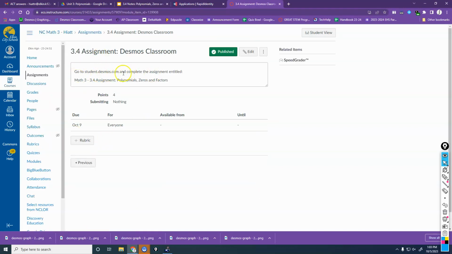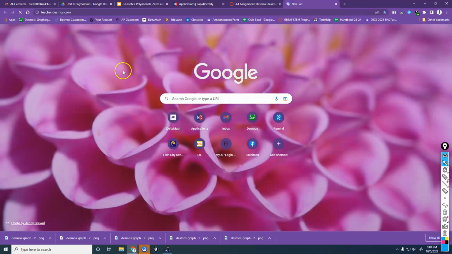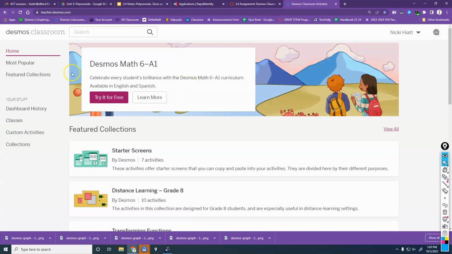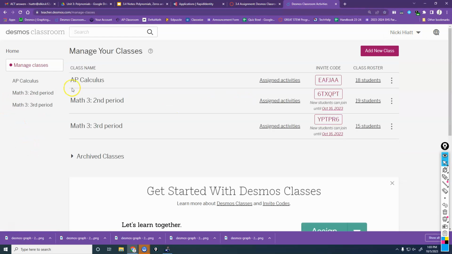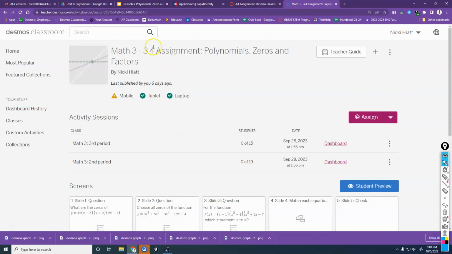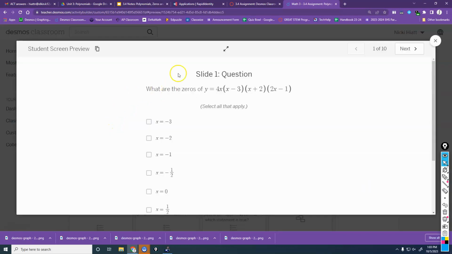So it's going to be on student.desmos.com. You're going to go to the 3.4 assignment, polynomial zeros and factors. So it's on Desmos Classroom. So student.desmos.com. You're going to go to Desmos Classroom. And it should look like this whenever you see this.